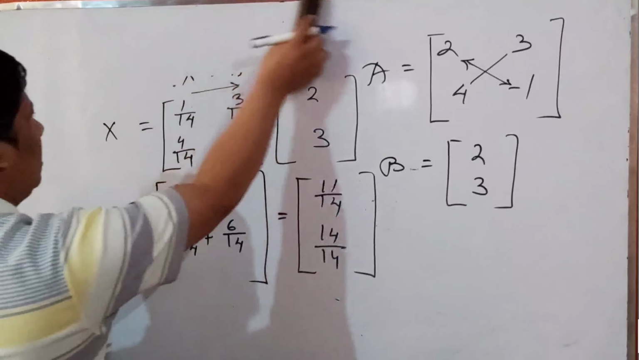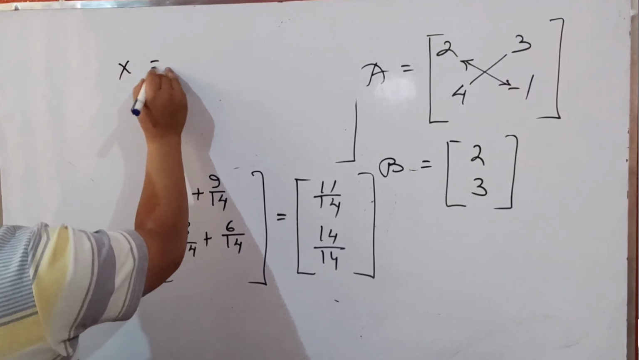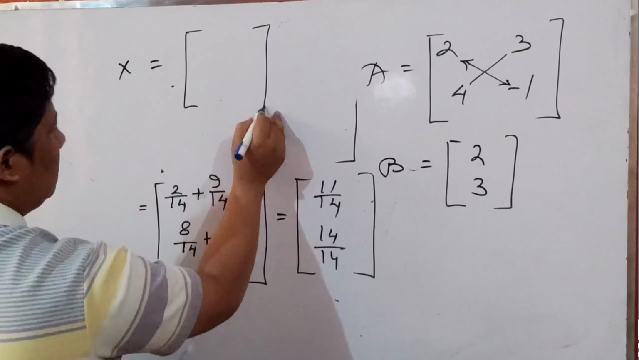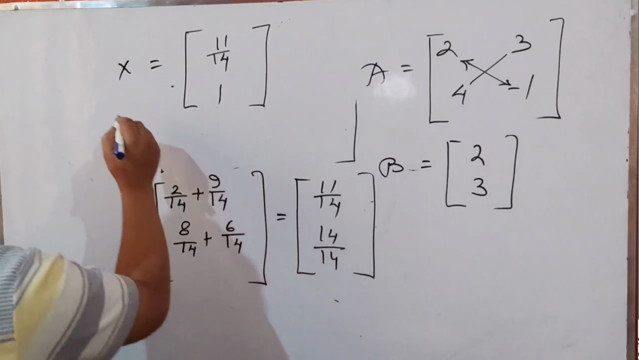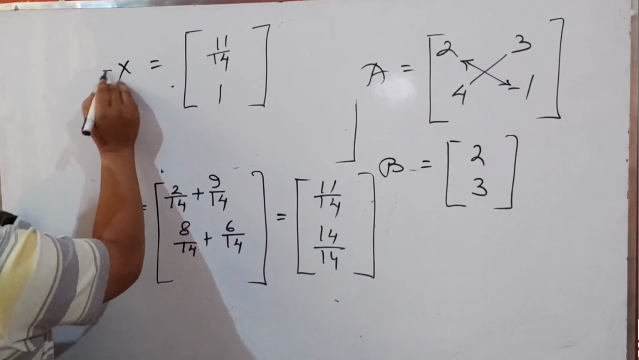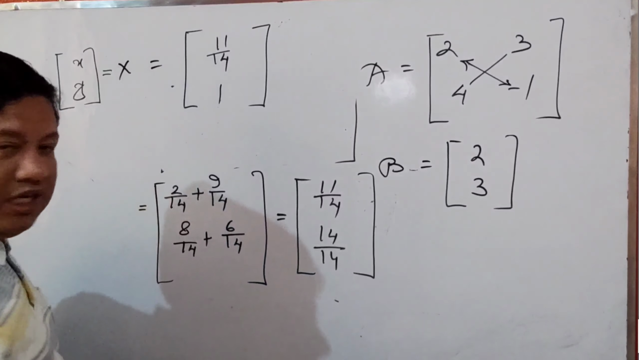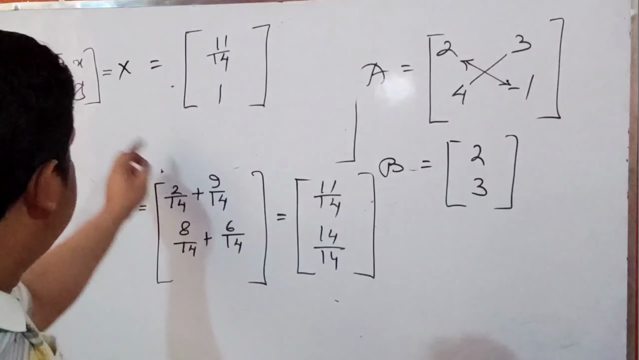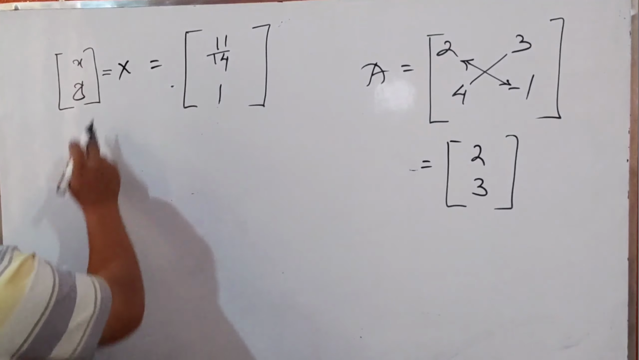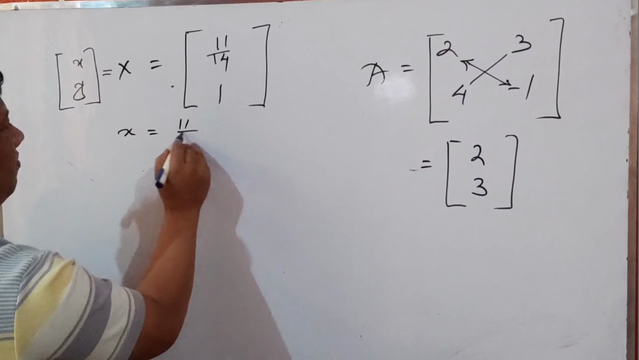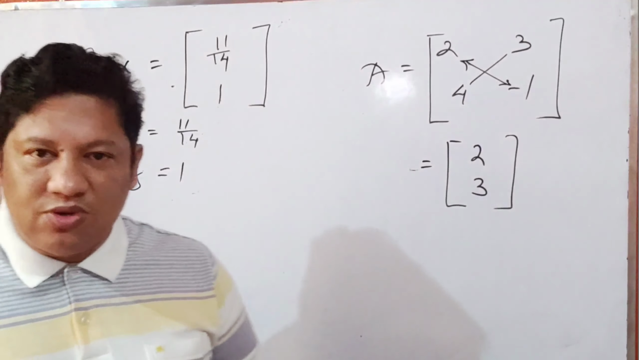So I write just here, x equal to, I get 11 upon 14 and 1. When you cut this into 1, or x means how much? X means you have to write like this, x, y. It is a variable matrix. So by comparing on both sides, x equal to 11 upon 14 and y equal to 1, and that is your answer. So my students, I think you understand.